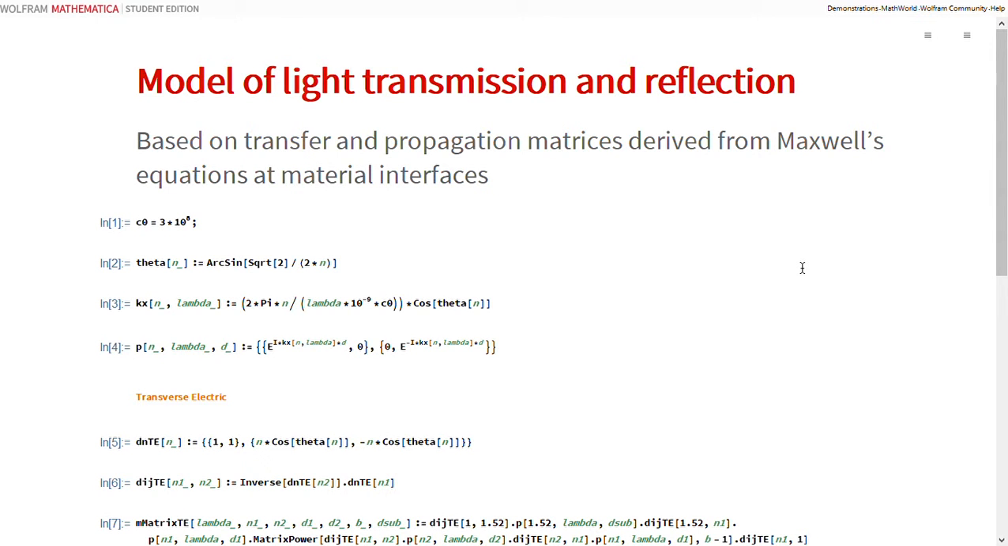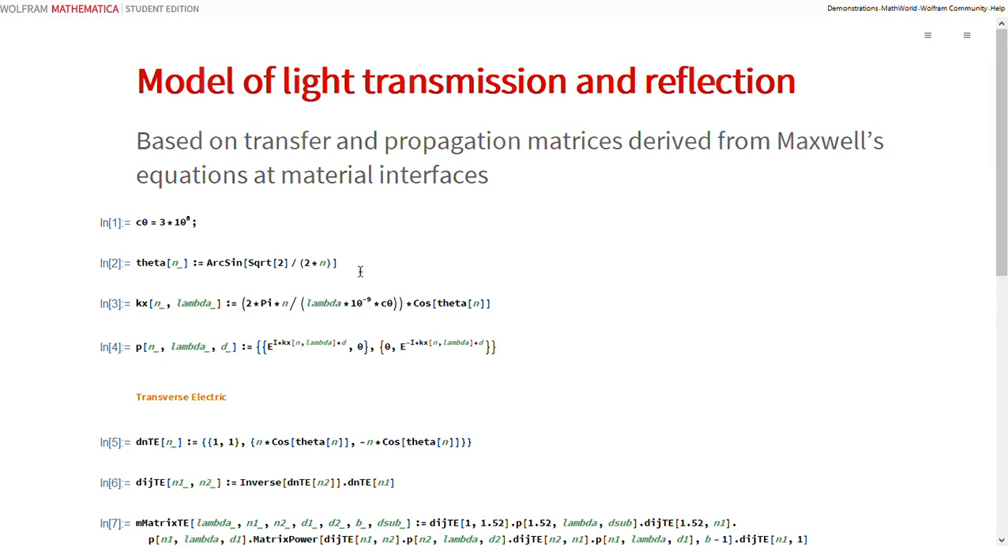So first of all, Mathematica was used to develop a model for light transmission and reflection. This was based on transfer and propagation matrices that were derived from Maxwell's equations using the boundary conditions at material interfaces. So matrices were combined via matrix multiplication to create one overarching matrix that the information could be plugged into to give the output of the reflective and transmitted components of the light. And in this case, absorption was neglected to make the problem easier to solve.